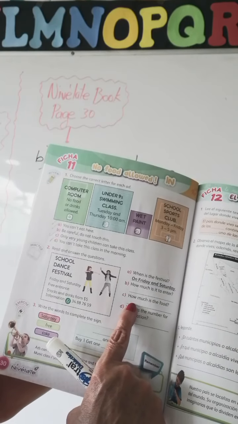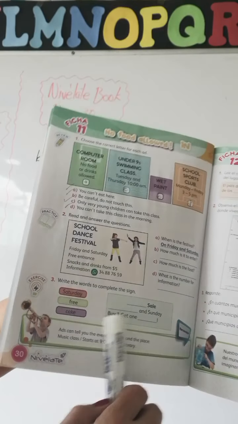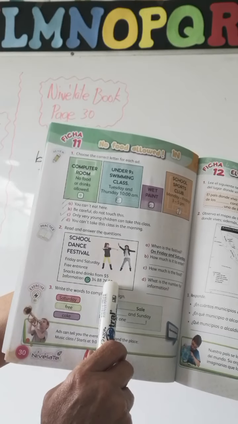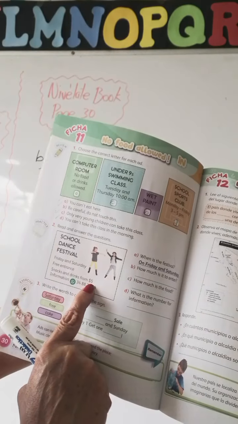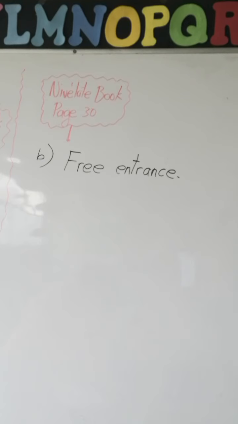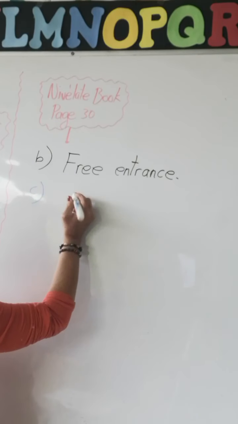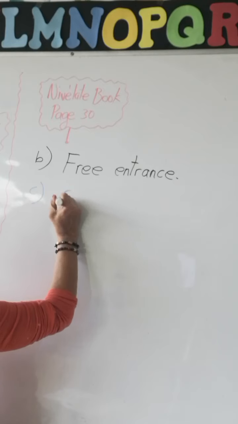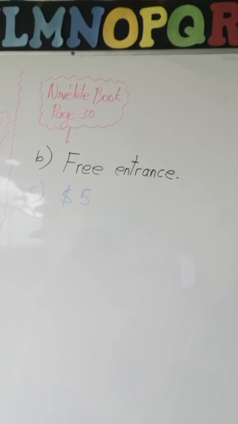Okay, we have here, how much is the food? How much is the food, kids? Look, can you see? The food is $5 or 5 pesos? Pesos, okay. Too cheap, no? So, we are going to write here, letter C, 5 pesos. Or $5, if you prefer. Okay? And we have the letter D.